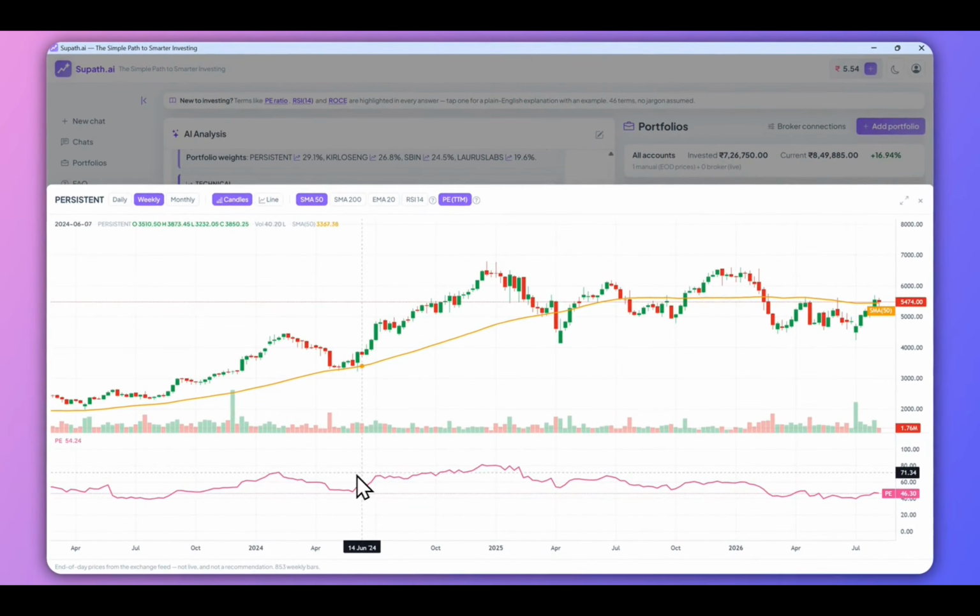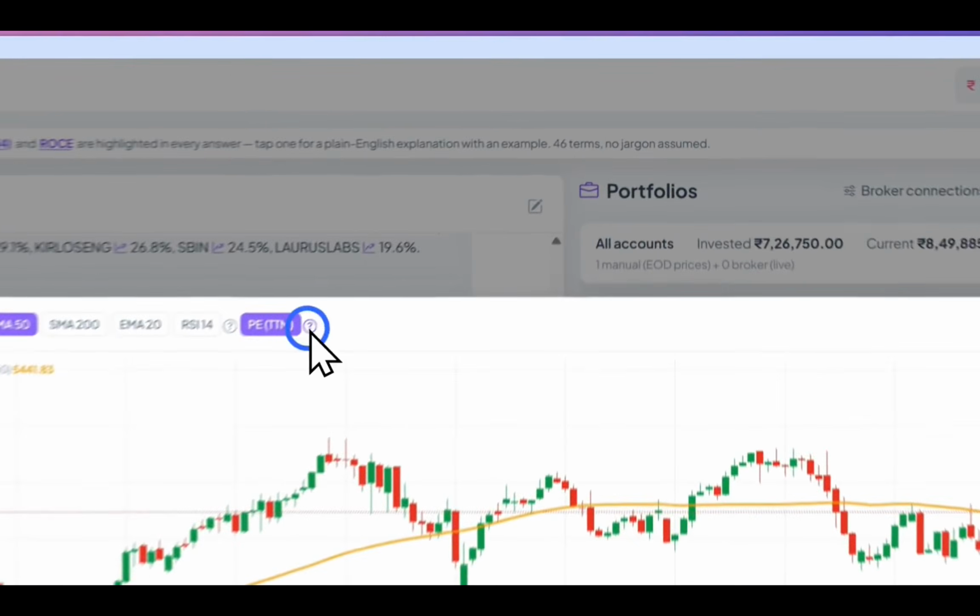This is not one PE number pinned to today. It is the PE ratio recomputed for every single bar on the chart, from that bar's closing price and the earnings that were actually public on that date. 1,200 weekly bars here, each with its own PE. Click the question mark beside it, and the documentation opens on the right.